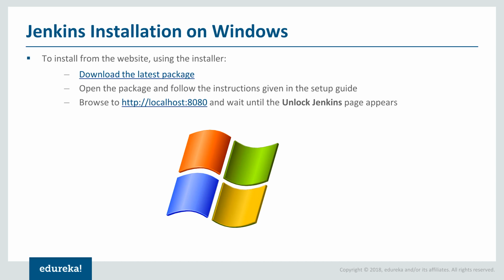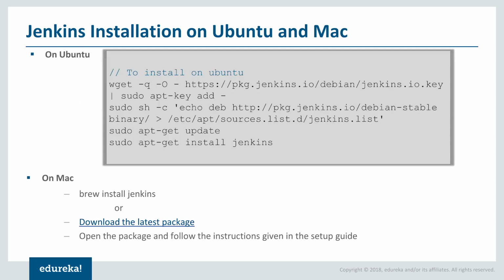Once it is done, you just need to go to the browser and go to localhost:8080 and you can proceed with Jenkins configuration. Similarly, if you are on an Ubuntu machine, you need to update your apt-get key so that it has got the latest Jenkins key, and then do an apt-get update and then apt-get install Jenkins. Similarly, if you are on a Mac machine, you can either use Brew, which is a package manager utility for MacBook, so you can use brew install Jenkins, or you can go ahead and download the latest package for Jenkins for Mac from the jenkins.io or jenkins.org webpage.